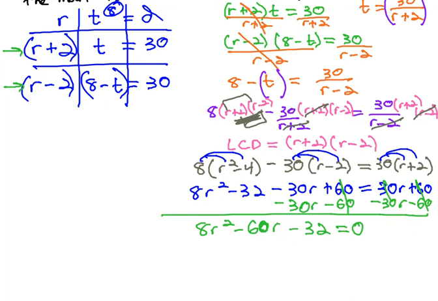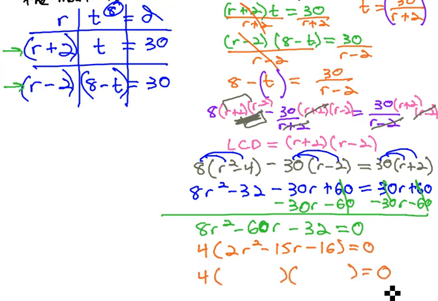From here, we can solve by either using the quadratic formula or completing the square. This one factors nicely. If we factor out a 4 first, we get 2r squared minus 15r minus 16 equals 0. And then what's left factors nicely with a little bit of work to 2r plus 1 times r minus 8. Again, if you couldn't find that, complete the square, use the quadratic formula, use a different method, and that'll work just fine. And then we set each factor equal to 0.